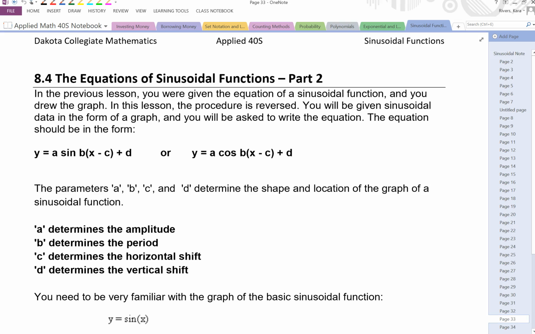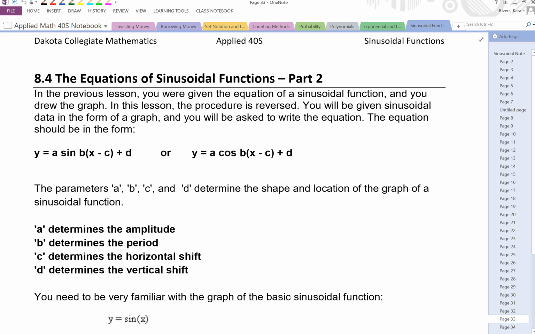In this lesson, we're going to continue to look at the equations of sinusoidal functions. In the previous lesson, we were given the equation of a function and we drew the graphs. Now in this lesson, we're going to reverse the procedure. You're going to be given the data from the graph and asked to figure out what the equation is. We're going to find the parameters A, B, C, and D, then decide if it's a sine function or a cosine function, and then write out the equation.